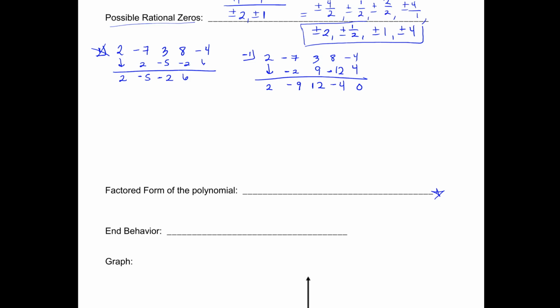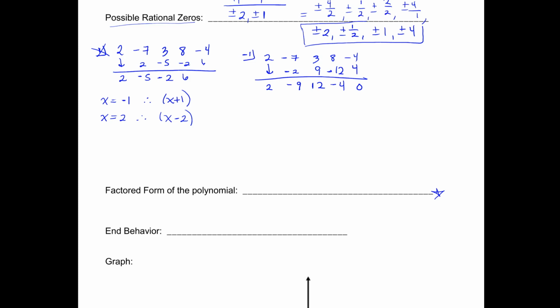If I know -1 works, and let's say that I had a partner and she tried 2, and that one also worked. If we found 2 zeros, x equals -1, therefore we know that x plus 1 is a factor. And furthermore, if I found x is equal to 2, therefore I know that x minus 2 is a factor.